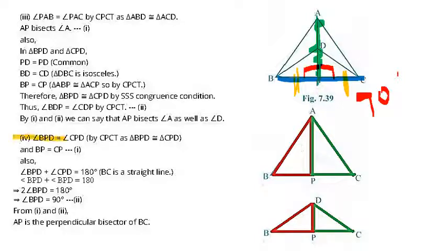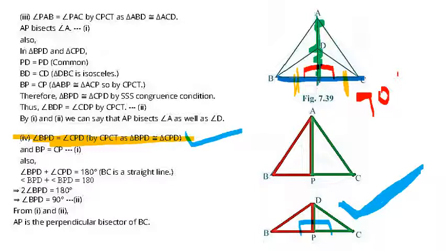So this is our fourth part. Here, it starts from here. Angle BPD is equal to angle CPD. Why are they equal? Because we proved that these two triangles are congruent to each other, and when triangles are congruent, then all their corresponding parts are equal, CPCT. So I said that BPD is equal to CPD, and the reason is CPCT.